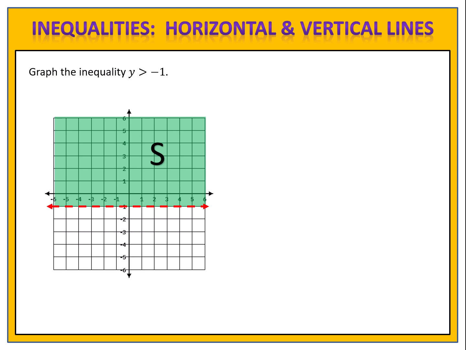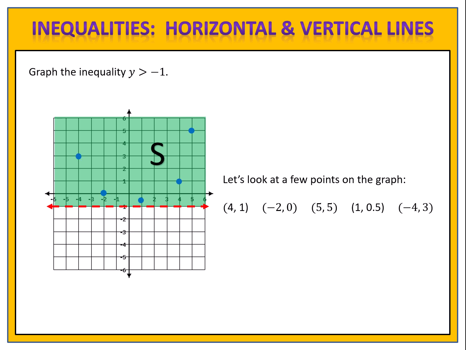Now let's understand what this solution set means. Let's take a look at a few points: (4, 1), (-2, 0), (5, 5), (1/2, -4), and (3, ...). Notice that in all cases, the y-coordinate is greater than -1, and that's exactly what this shaded area represents. Every point within the shaded region will have a y value that is greater than -1. Notice that no points are on the dashed line because those y values are equal to -1, and that would not satisfy the inequality.